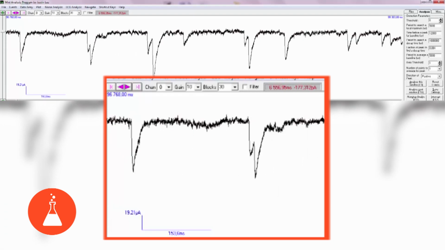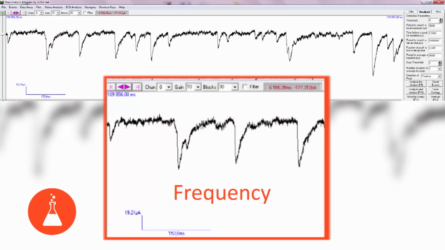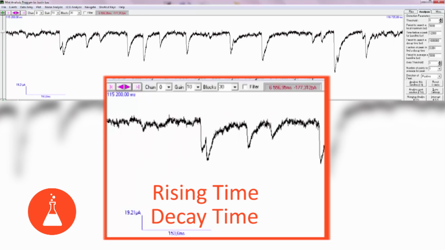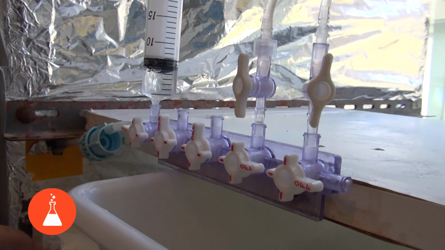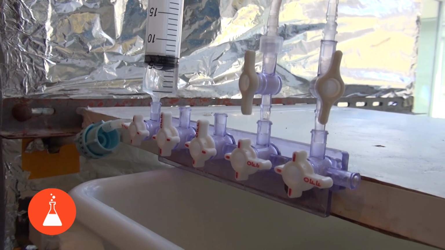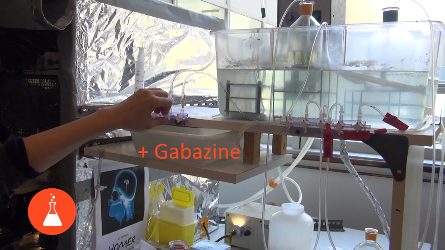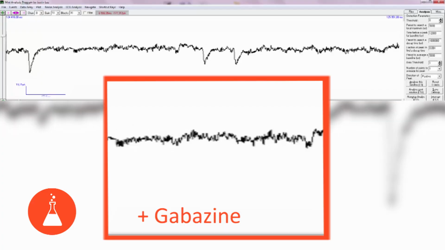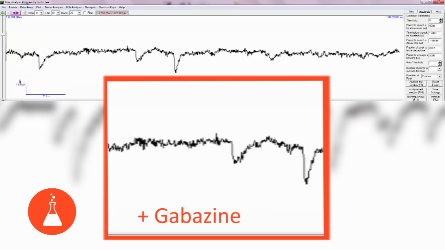At the time of the analysis, the parameters of interest are the amplitude, the frequency, the rising and the falling durations for each current. To be sure that we are, in fact, dealing with GABA-A currents, we add gabazine, a specific GABA-A channel blocker, to the extracellular environment. After a few minutes, we see that the spontaneous currents disappear.